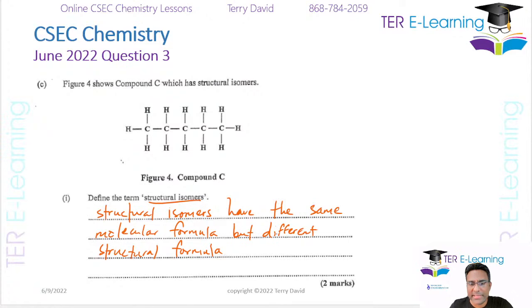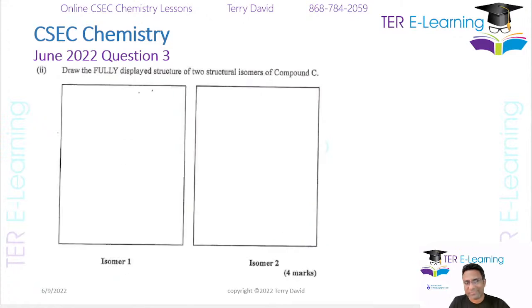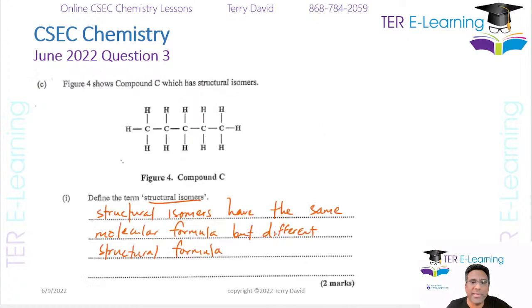Now, the next thing that we want now, so 2 marks for that. Easy stuff again. They want us to draw two structural isomers of compound C, right? So let me just pull across compound C here for you all.